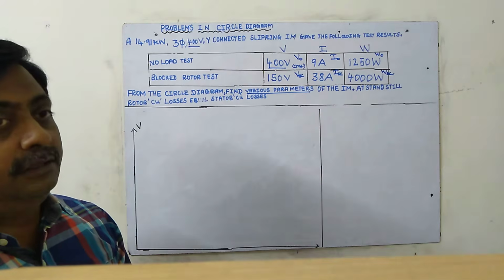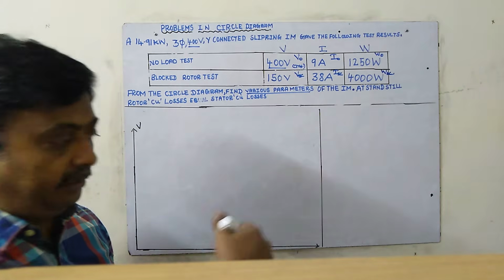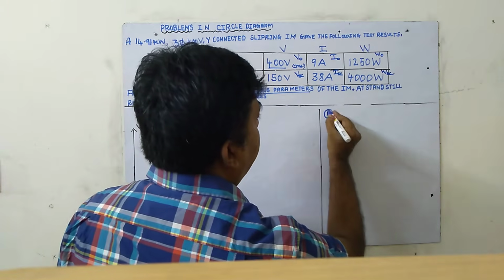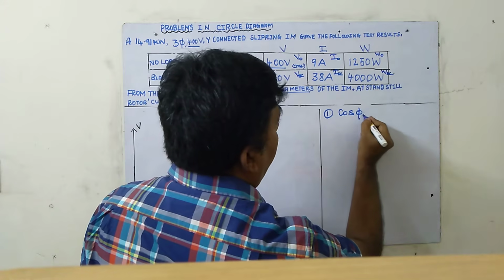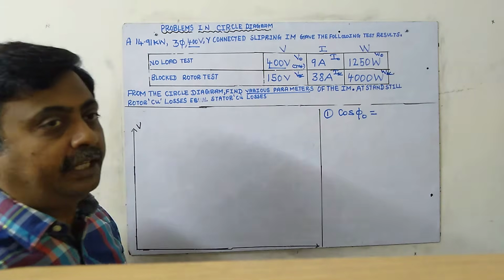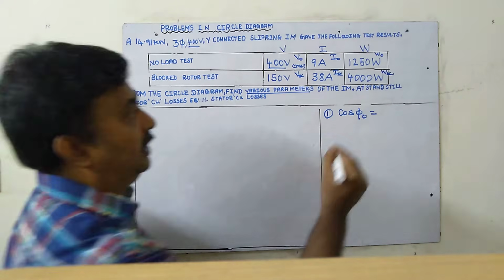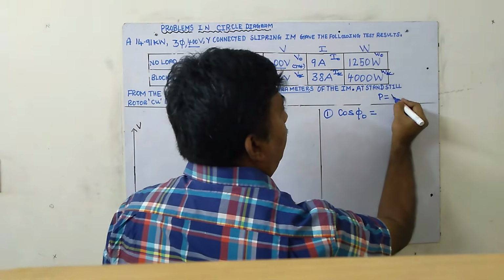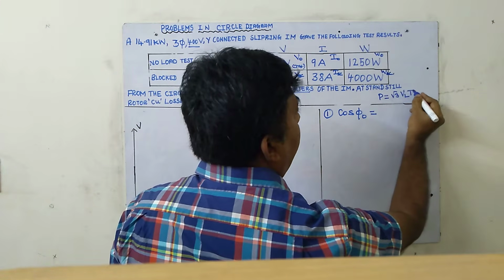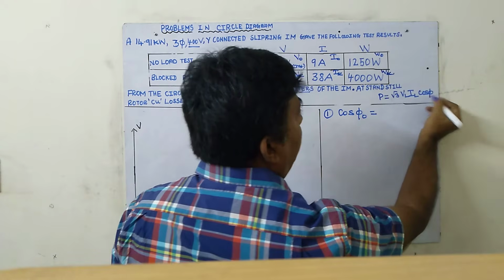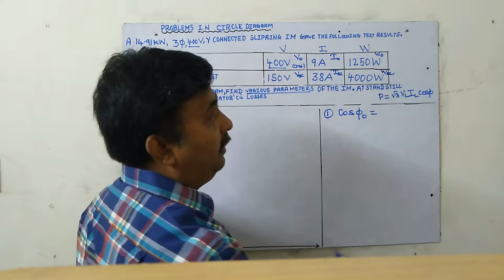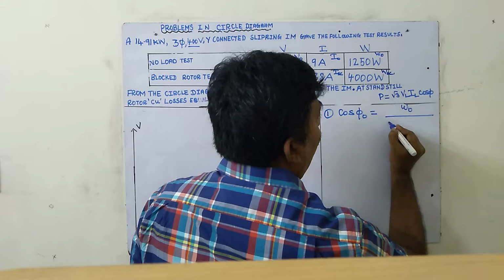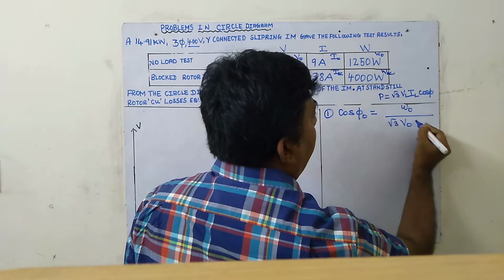For step 1, I think we already know the procedure from the previous session. What is the first step? The first step is to find cos phi naught. In 3-phase, power equals root 3 VL IL cos phi. This is the general formula. So cos phi equals P divided by root 3 VL IL. P is the wattmeter reading, so cos phi naught equals W0 divided by root 3 into V0 into I0.